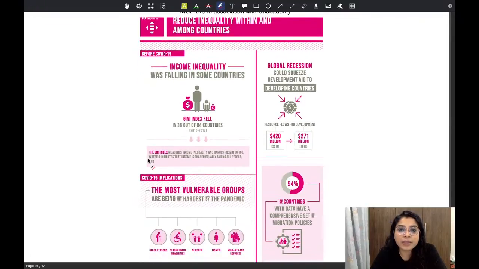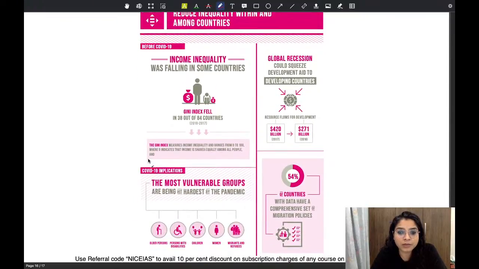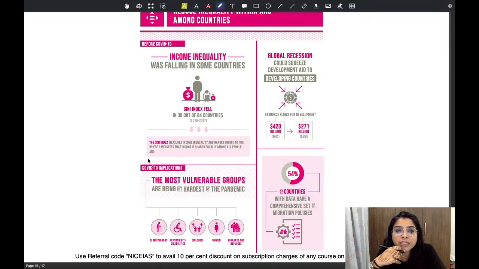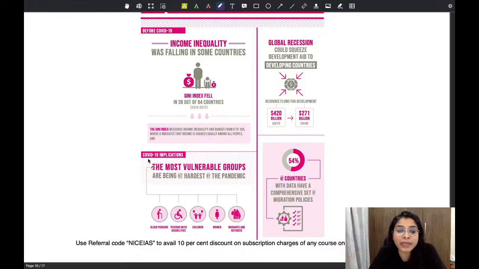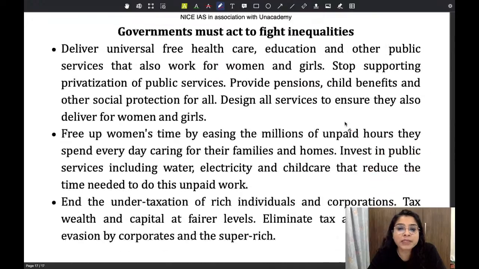Now, reducing inequalities within and among countries. This is one of the chart papers that I have derived from the United Nations web page. They have talked about how before COVID-19 there was income inequality, but this income inequality was falling. And after COVID-19, the implications are that the most vulnerable will be the hardest hit. And this is the section that they have made. There could be a global recession. There is a global recession. For example, currency rates have dropped. Import-export have dropped. This could squeeze the development aid to developing countries and lead to problems.